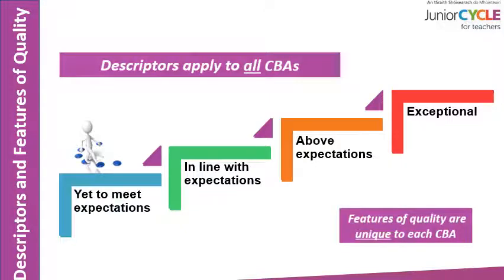Teachers use the features of quality set out in the assessment guidelines to decide the level of achievement of each classroom-based assessment. Each CBA has its own unique features of quality, and all work submitted is judged to fit one of these 4 descriptors. As explored previously, there are 4 level descriptors of achievement in each classroom-based assessment: yet to meet expectations, in line with expectations, above expectations, and exceptional. It's important to note that we only use these descriptors for classroom-based assessments.